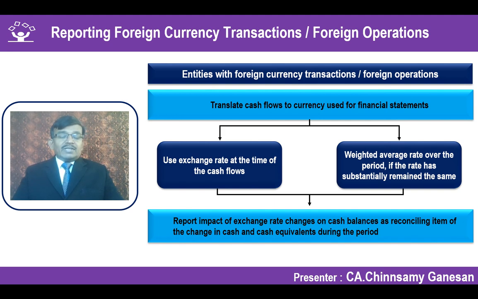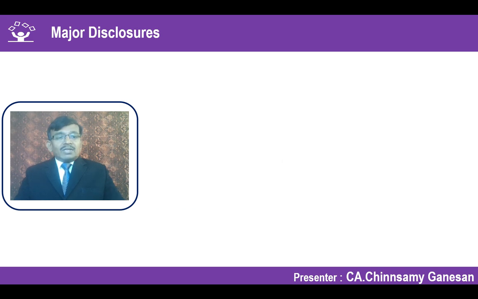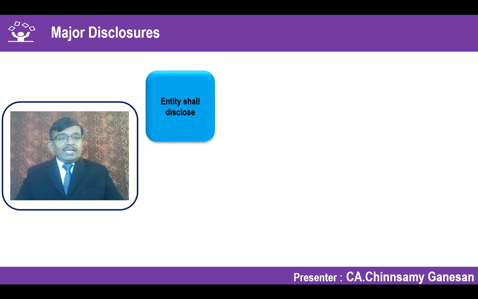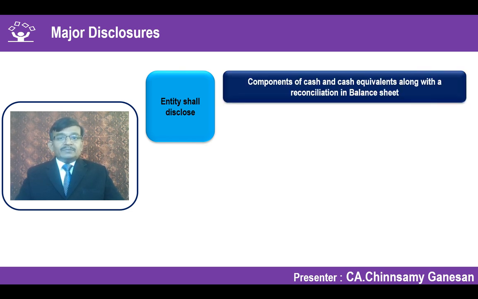So you have to show this as a separate one. In the majority of cases where bank accounts are held in foreign currency, this type of reconciliation has to come in. But unfortunately, the majority of the companies are not showing this particular disclosure, even though there is specific guidance to show it as part of the cash flow statement as a reconciliation. What are all the major disclosures the entity has to disclose?